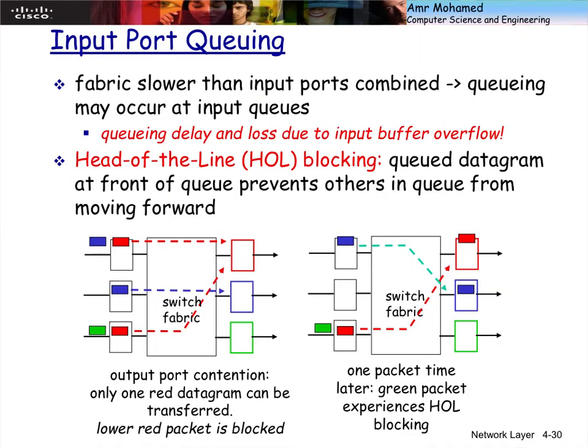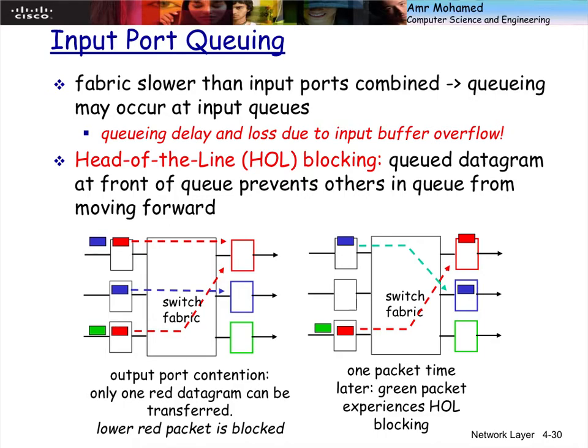A very interesting phenomenon that happens, which we talked about in Network 2 in particular, if you remember, is called head of line blocking. Head of line blocking happens in many queuing systems. Many queuing systems suffer from it. So what is head of line blocking?